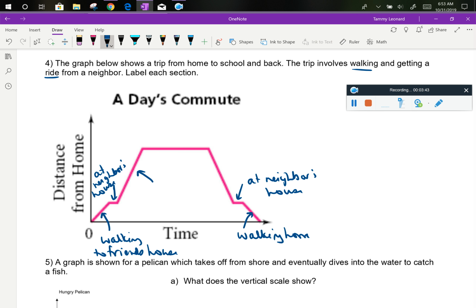And then we have these two sections in here. They have basically the same angle. They're steeper than when we were walking. So these are the parts that involve getting a ride in the car. So this is the ride to school, and this one is the ride home, or technically the ride to the neighbors.